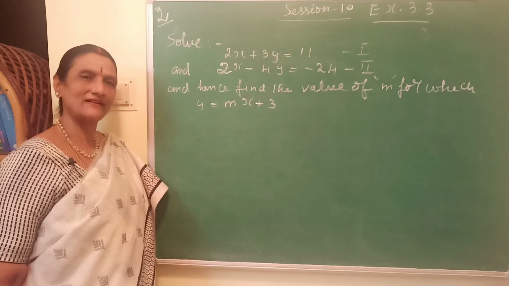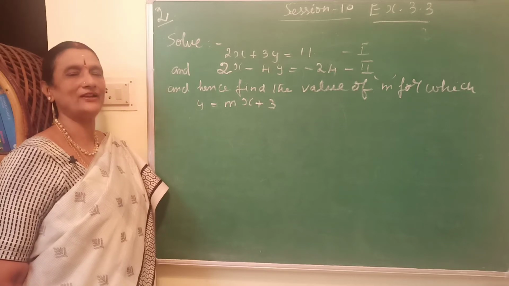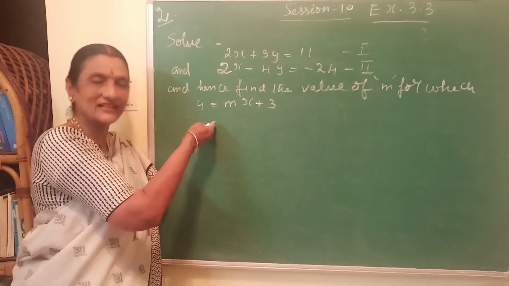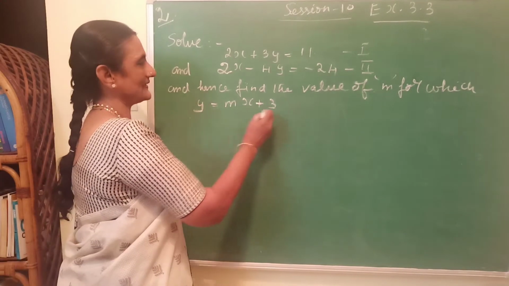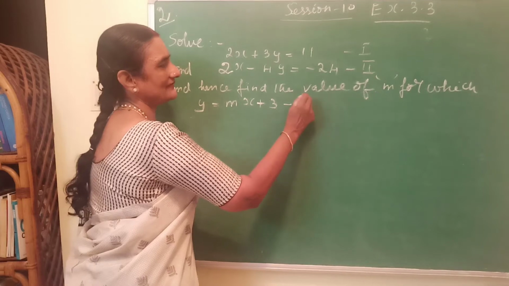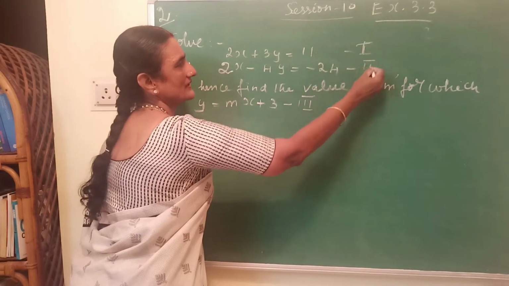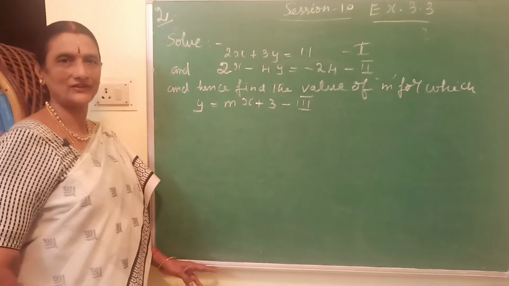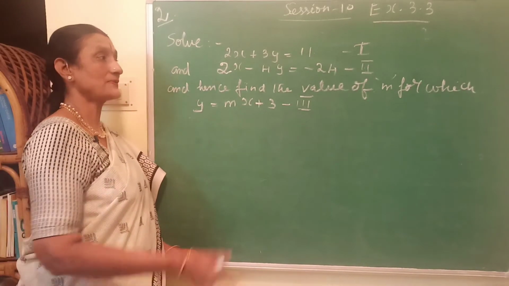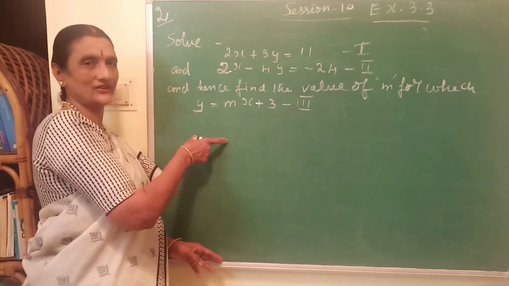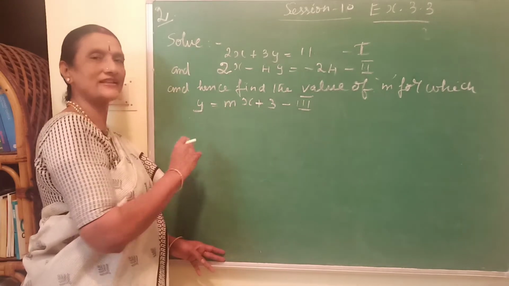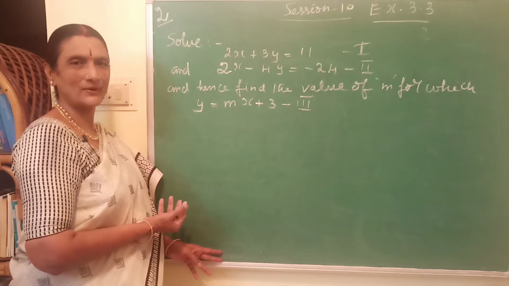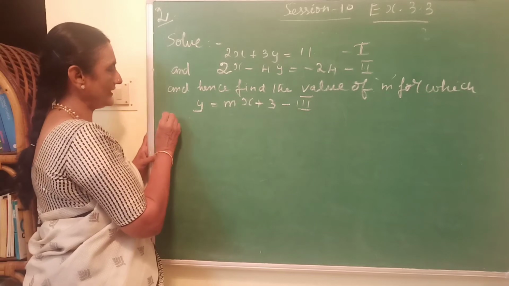What's the second step, children? After getting the value of x and y, we have to substitute in this equation, y is equal to mx plus 3. We can even number this as 3. So this is the first equation, this is the second equation, this is the third equation. We are going to number these equations. Substitute those values in this equation, and here the m value is not known. We have to find out. Is that clear to you? Shall we proceed? First let us solve these two equations.